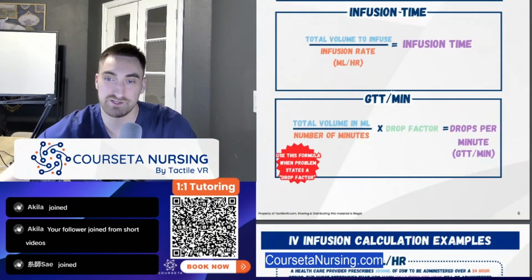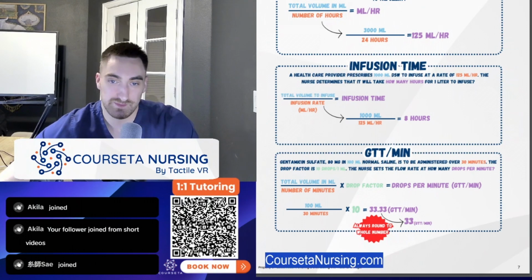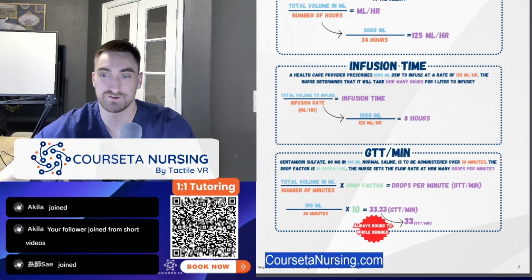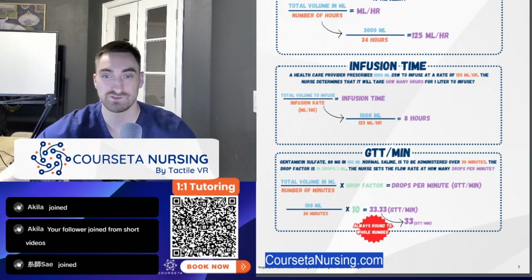All right, so let's go ahead and use a problem because that's the best way to see it in action. Gentamicin sulfate, 80 milligrams in 100 mLs normal saline, is to be administered over 30 minutes. The drop factor is 10 drops per 1 ml. The nurse sets the flow rate at how many drops per minute?